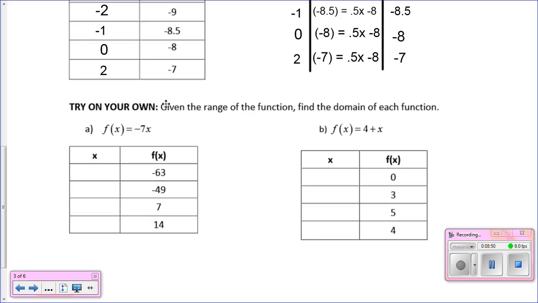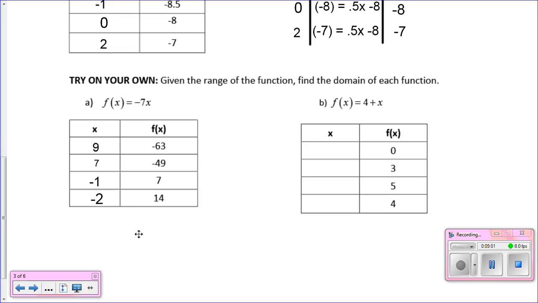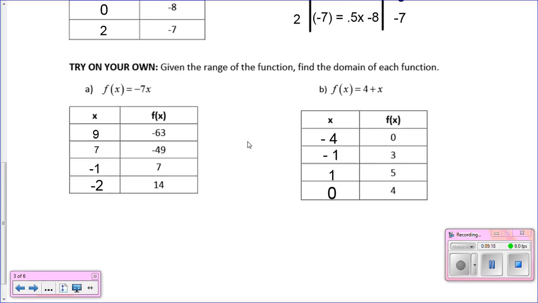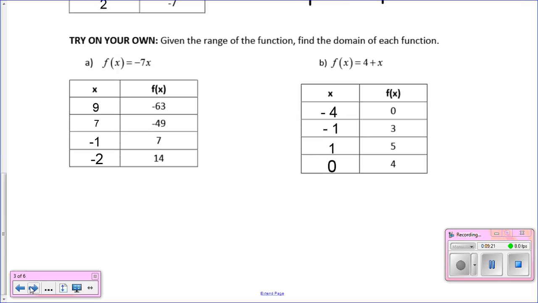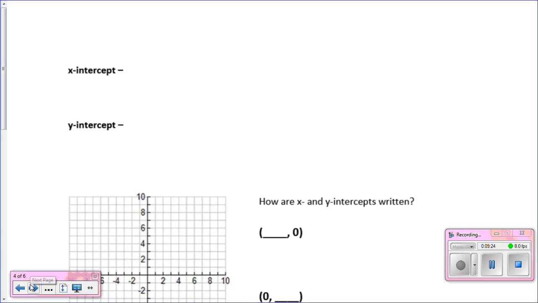Alright, so let's look at A. For this one, you should have gotten your range, or your domain, to be 9, 7, -1, and -2. And if you're going to write that out as domain, it would be -2, -1, 7, and 9. And then for B, your domain is -4, -1, 1, and 0. And if you wrote that out as domain, it would be 0, 1, -1, and -4. Remember, if at any point you have a question, please write it down or star it or something so you can ask it when we come back to class.